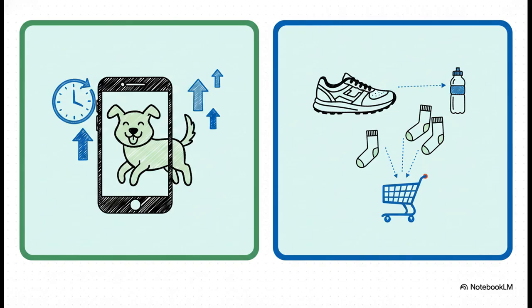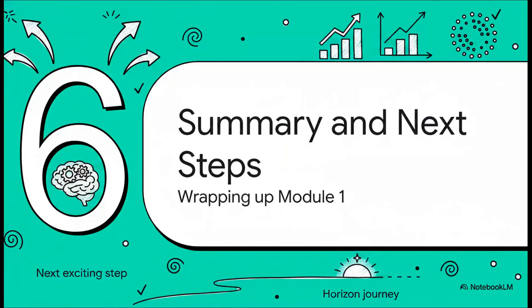Flipkart, on the other hand, analyzes your browsing history. If you look at running shoes, they're going to show you running socks. Their goal is to increase sales through matching products. The workflow is exactly the same, but the final outcome perfectly matches what the business actually needs to succeed. Finally, Section 6, Summary and Next Steps.